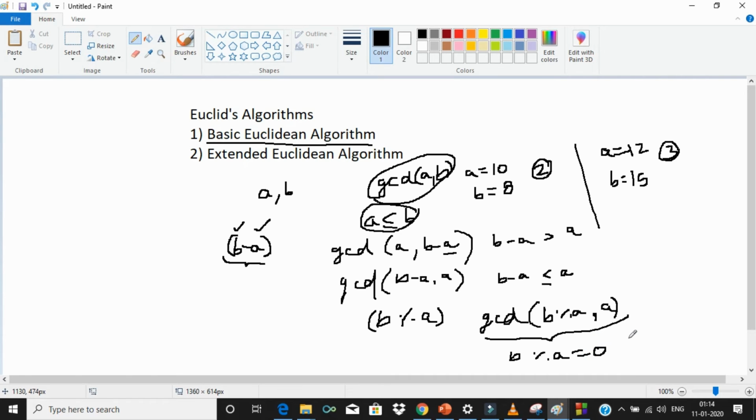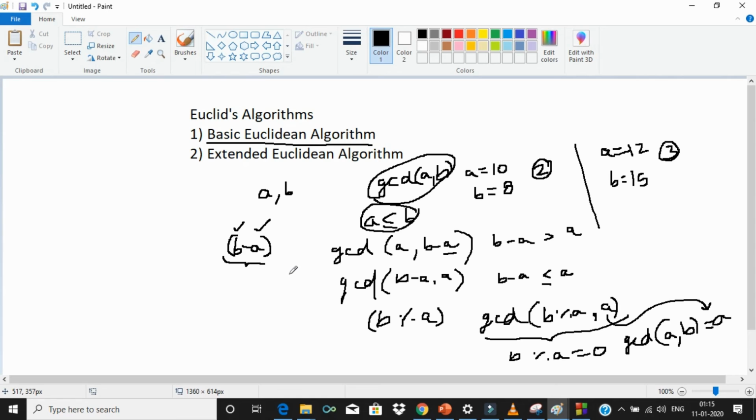So the GCD of a and b, when this b modulus a becomes 0, is equal to the value of this a. So I guess you understand this part. If you are having any doubt, you can comment so that I can solve your doubt.